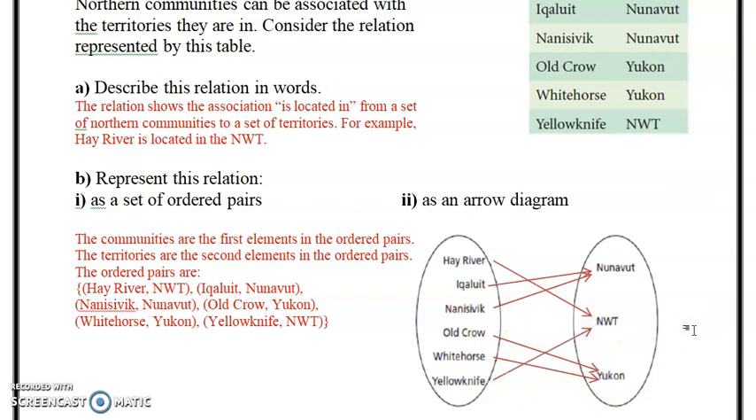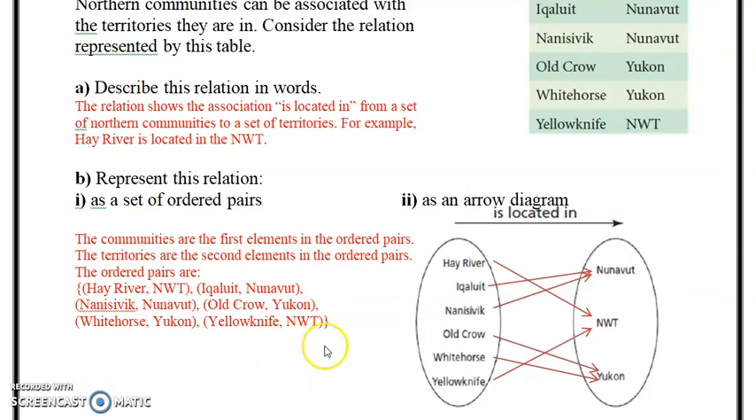So that's just how to do an arrow diagram from one column to the next. And remember to draw your arrow from the first set to the second set, and it is "is located in." Usually your first set is your x values, or your horizontal values. And usually your second set of values, or your y values, are your vertical values. You'll see what I'm talking about in later examples.